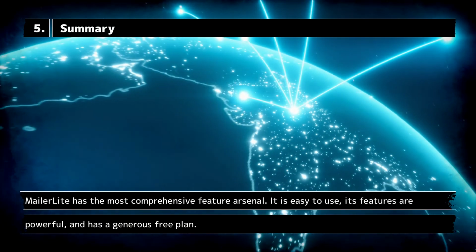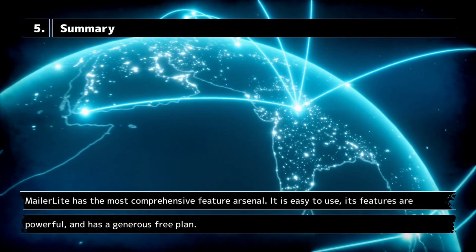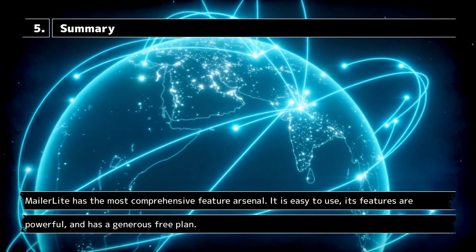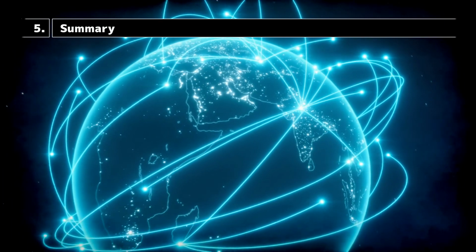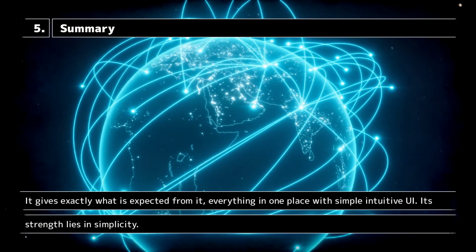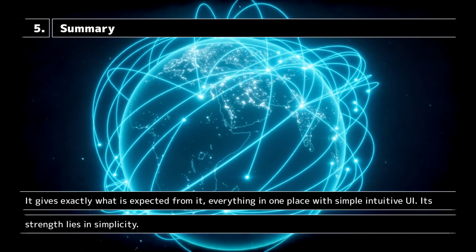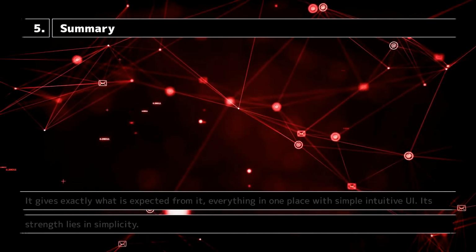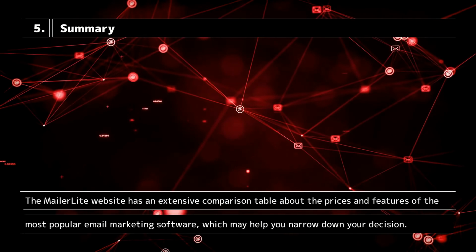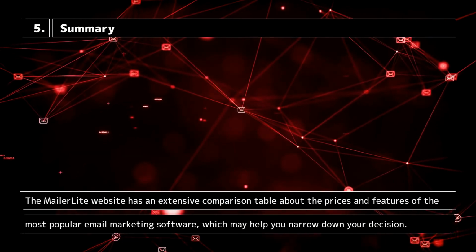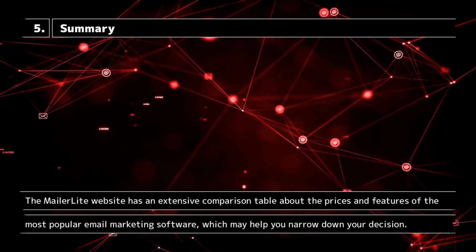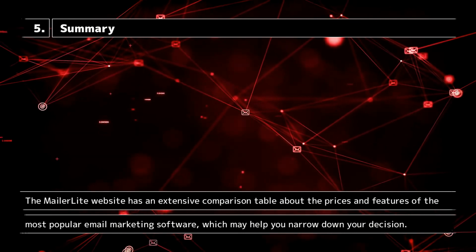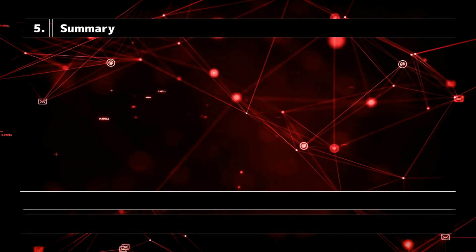MailerLite has the most comprehensive feature arsenal. It is easy to use. Its features are powerful, and it has a generous free plan. It gives exactly what is expected from it. Everything in one place with a simple, intuitive UI. Its strength lies in simplicity. The MailerLite website has an extensive comparison table about the prices and features of the most popular email marketing software, which may help you narrow down your decision.